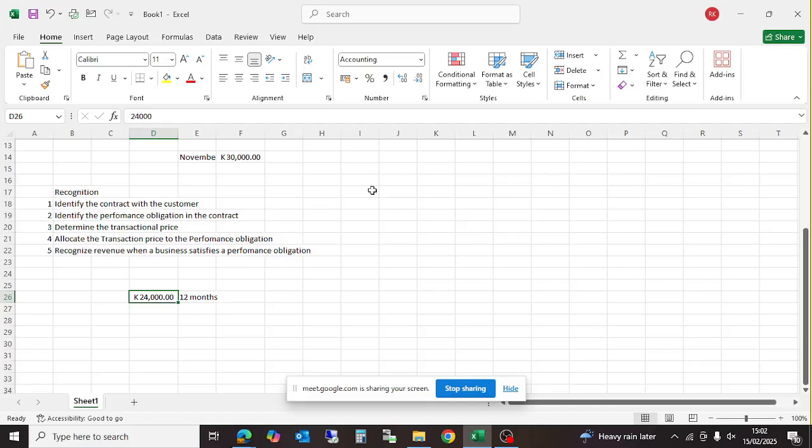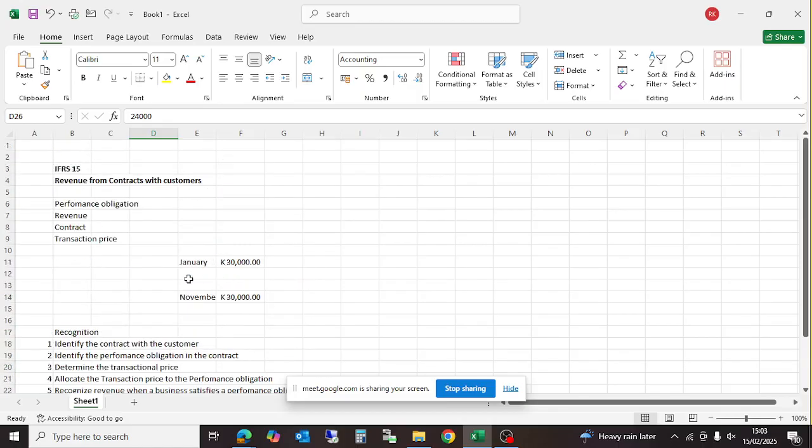Okay, so basically that's a summary of International Financial Reporting Standard number 15, which talks about revenue from contracts with customers. So now we are familiar with the terms we're supposed to understand: the performance obligations, the revenue, the contracts, and the transaction price.